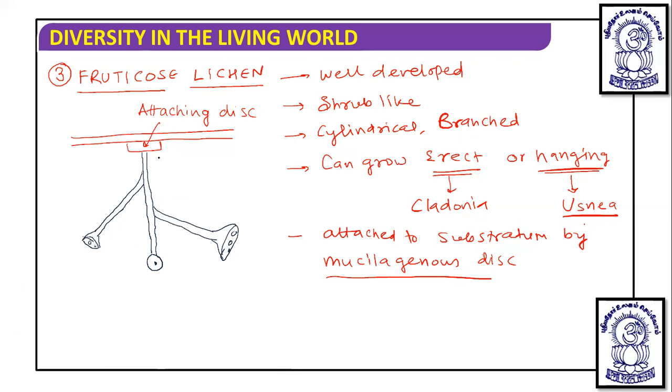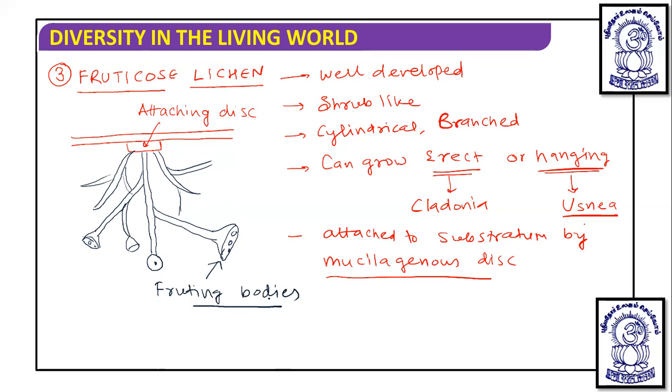Okay, like this they grow. Some more branches also originate from this. Like this they form. Now in this, you will see the attaching discs, some of the branches, and you will see this structure, these are known as fruiting bodies. And due to formation of such fruiting bodies, these are known as fruticose lichen.